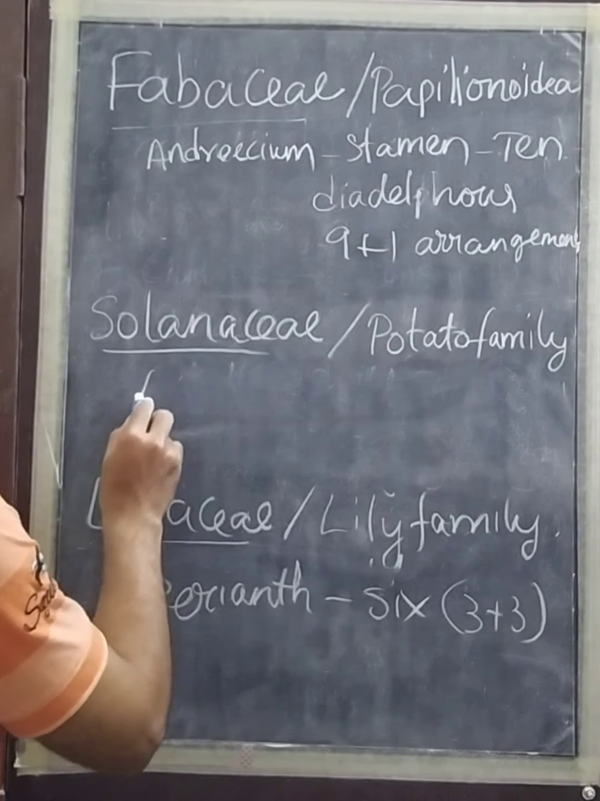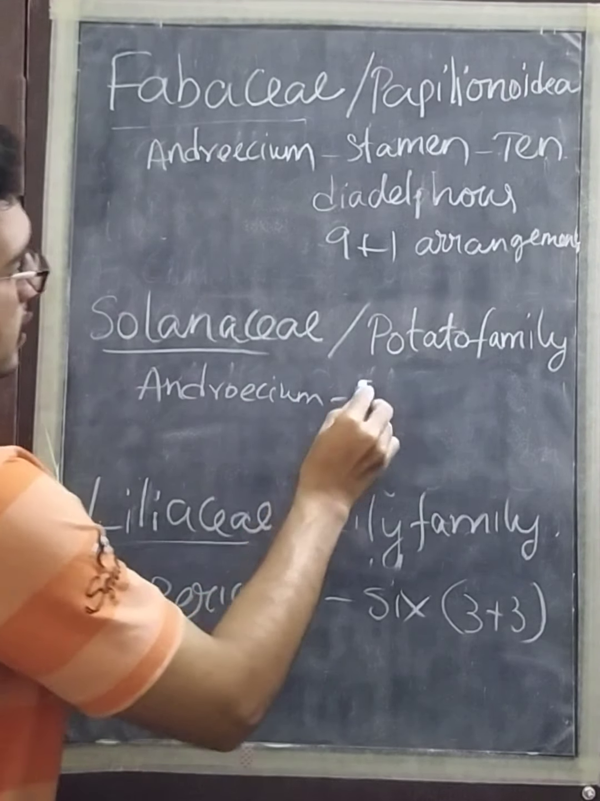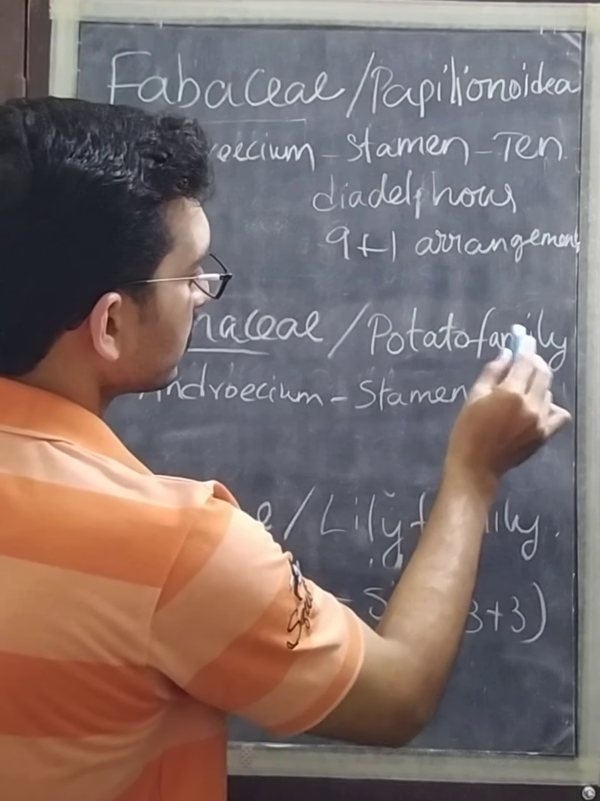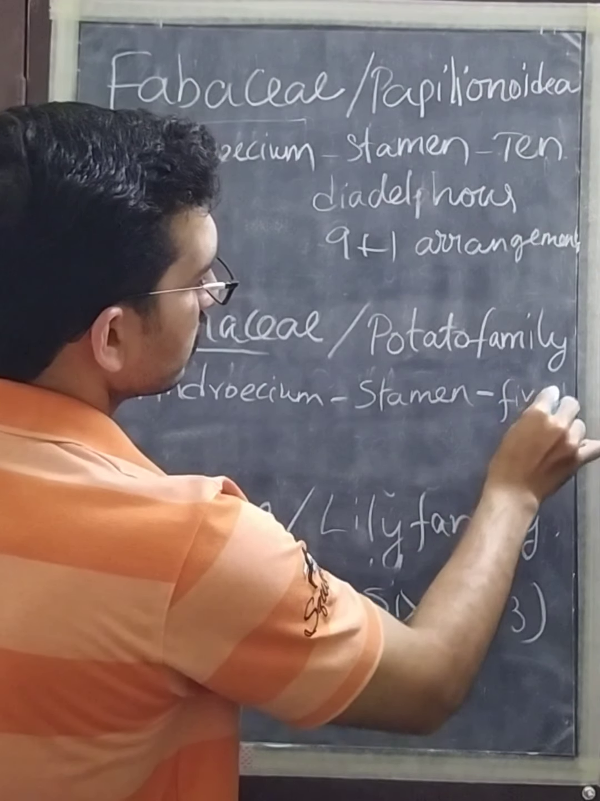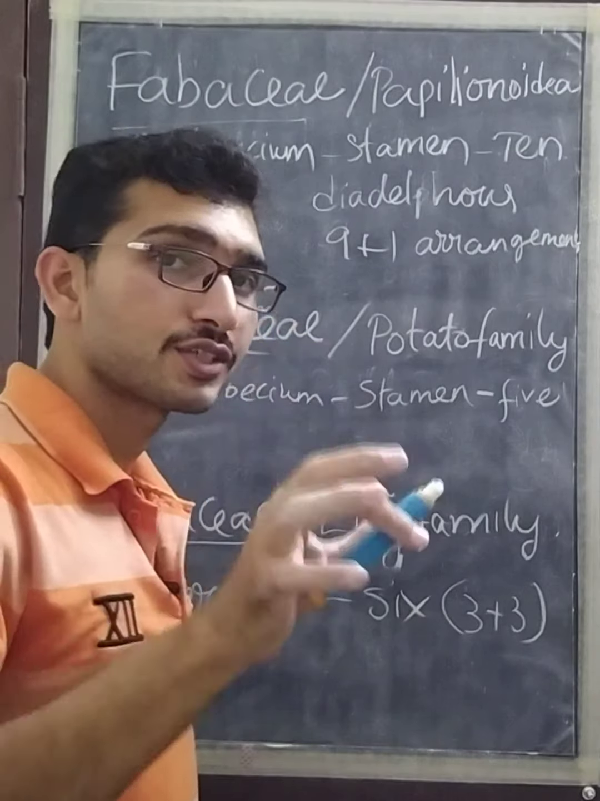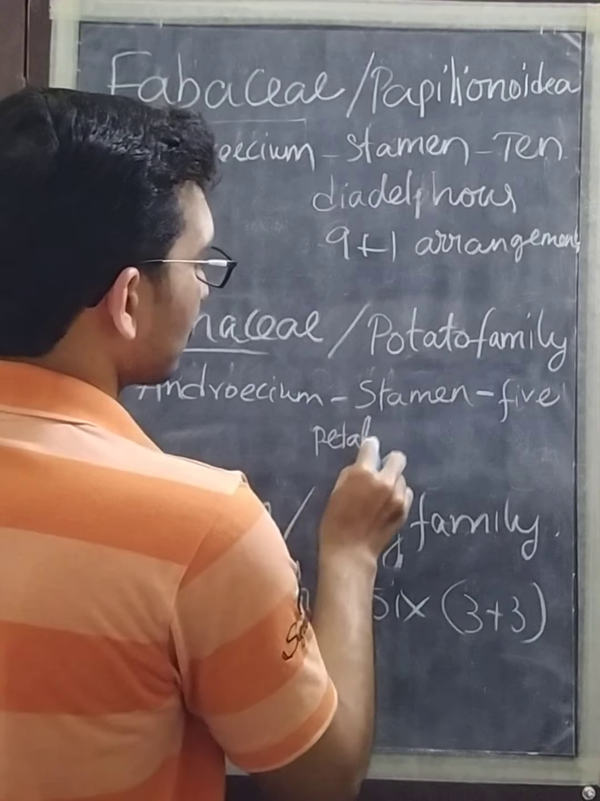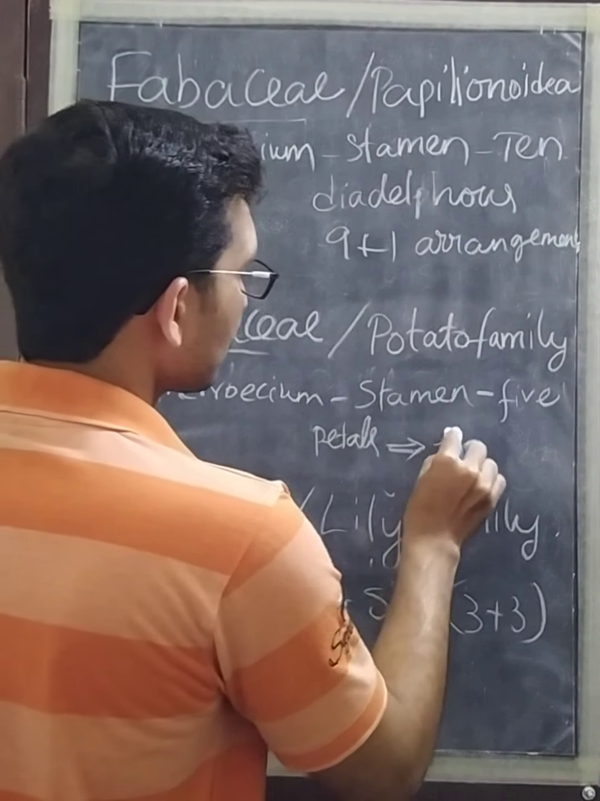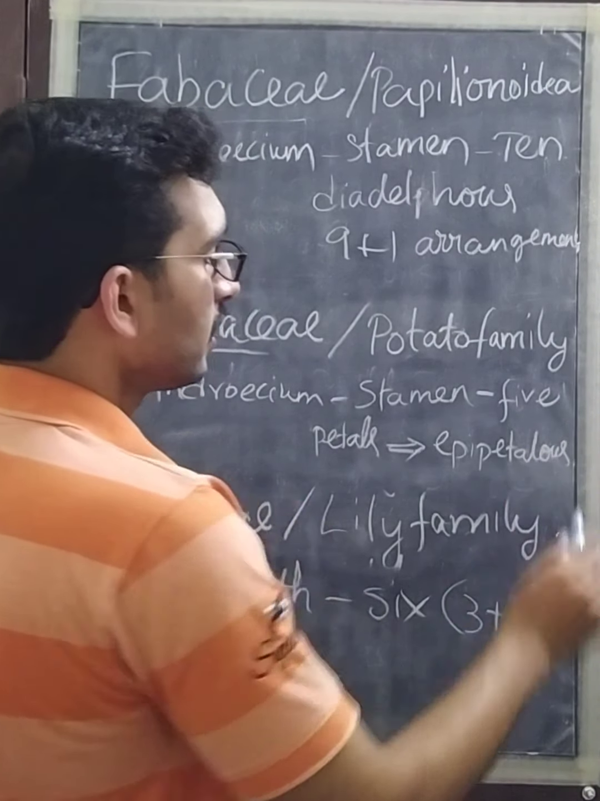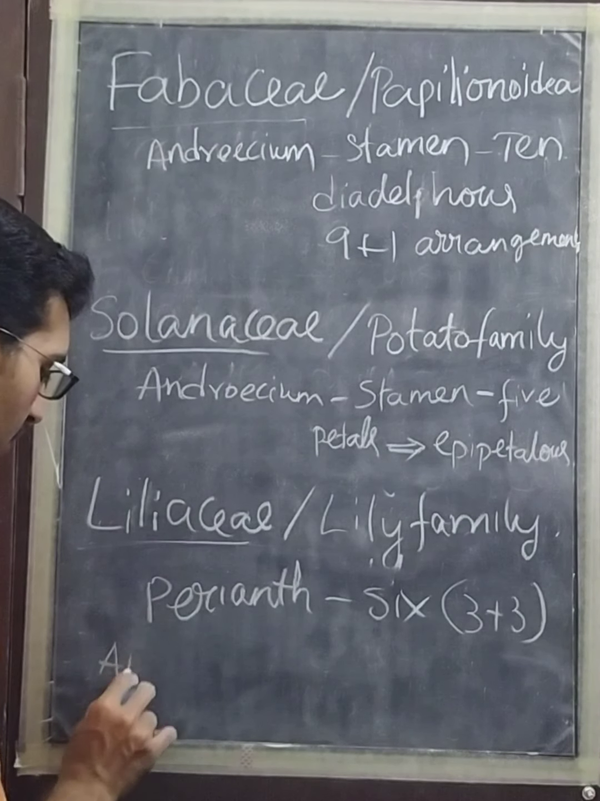Next, the androecium of the Solanaceae family. How many stamens do we have? 5 stamens. These 5 stamens show attachment with the petals. So what do we call this condition? We call it epipetalous.